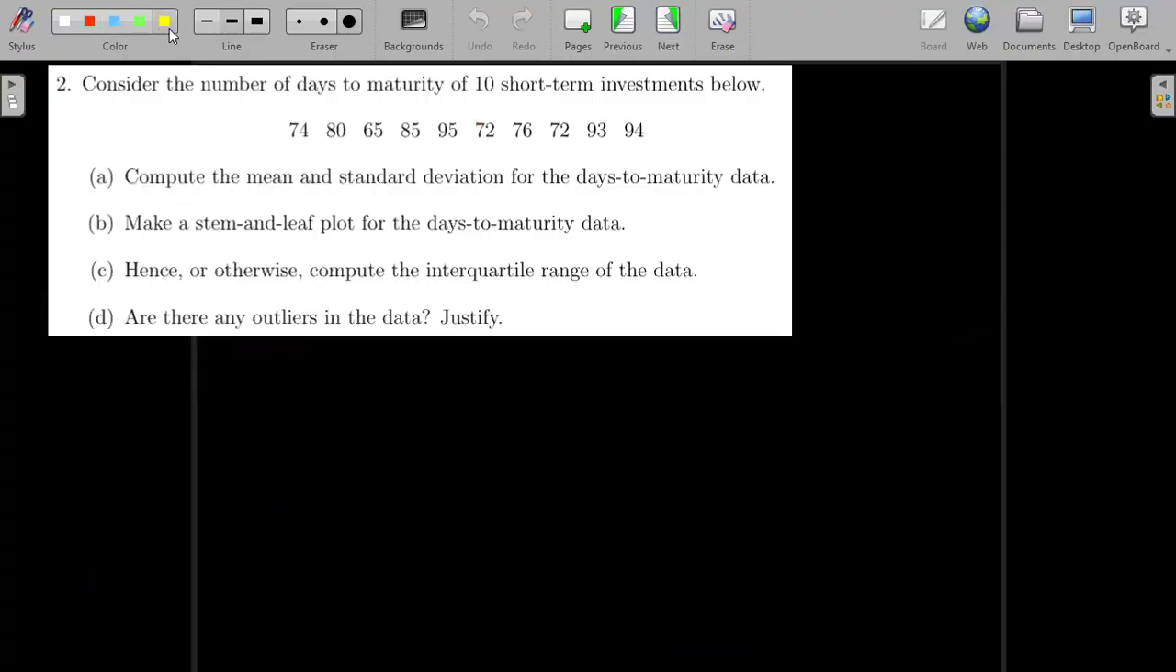So question 2, this one is nice now. At least there's something to solve here. I was bored with the questions on question 1. So they're saying, consider the number of days to maturity of 10 short-term investments below. So we have these values. So the first thing is calculate the mean and the standard deviation for the days to maturity data.